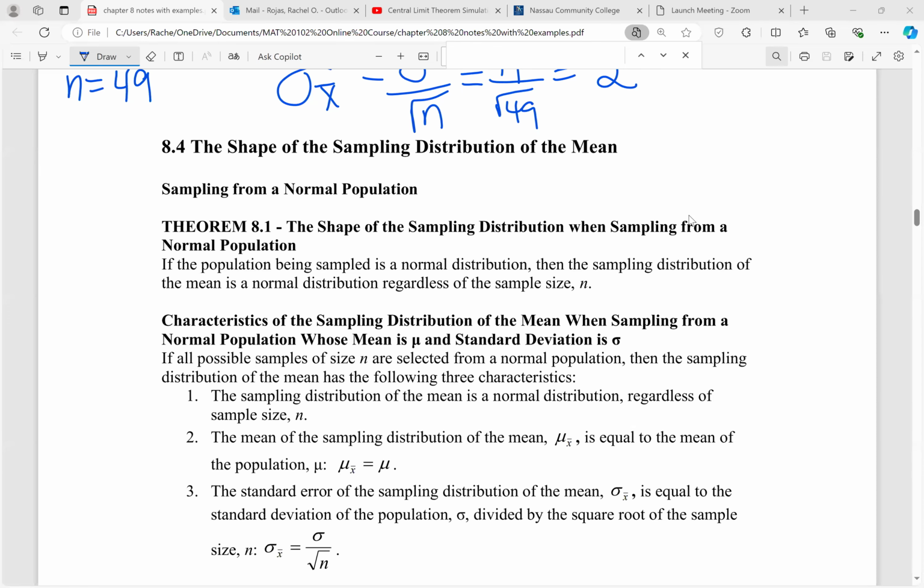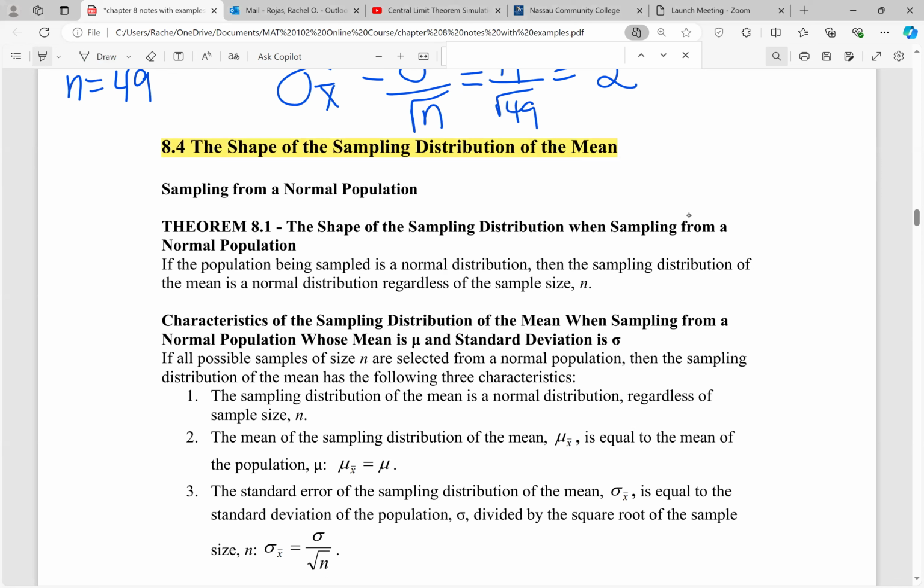So we are up to section 8.4, which is the shape of the sampling distribution of the mean. Up until this point, we talked about the definition of the sampling distribution of the mean and how to calculate the mean and standard deviation of the sampling distribution of the mean, right? Mu sub x bar and sigma sub x bar. But now let's talk about shape. How do I know what the distribution looks like? Is the sampling distribution of the mean normal?